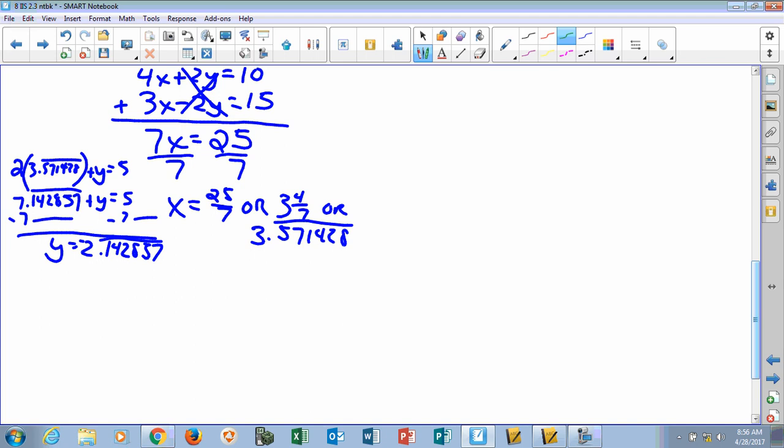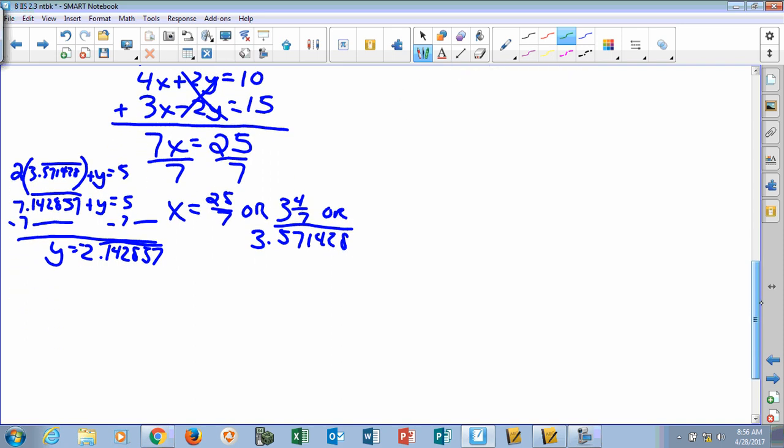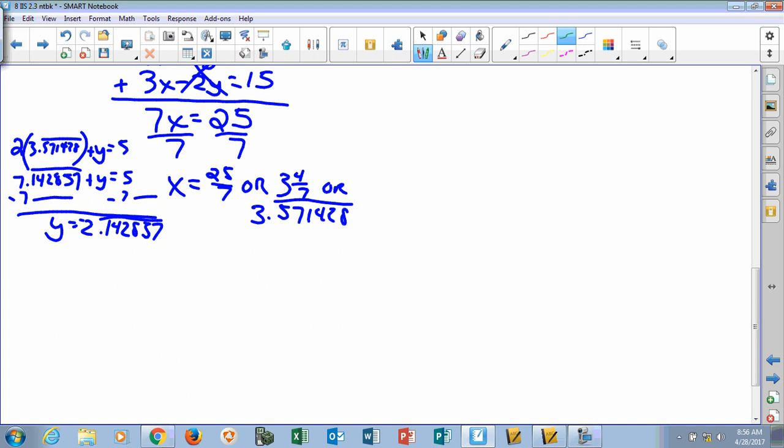So we used this one, right? No. Which one did we use? We used the top one. We got to use the bottom one, right? So 3 times this minus 2 times this equals 15. Well, okay.